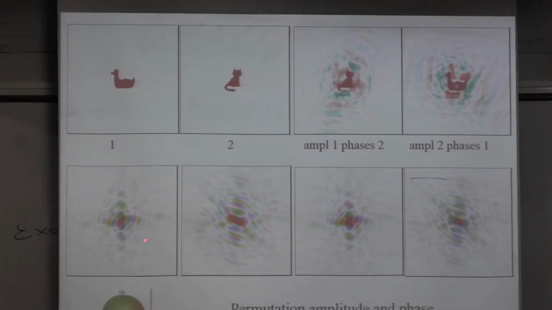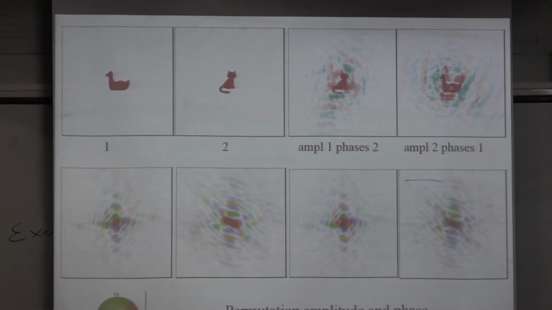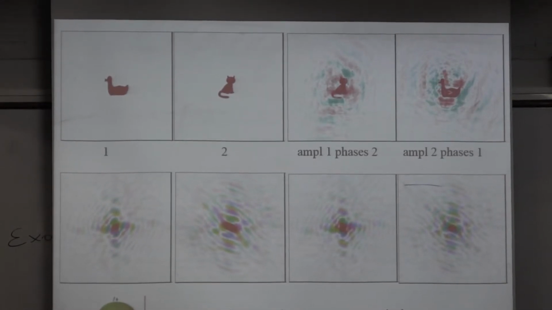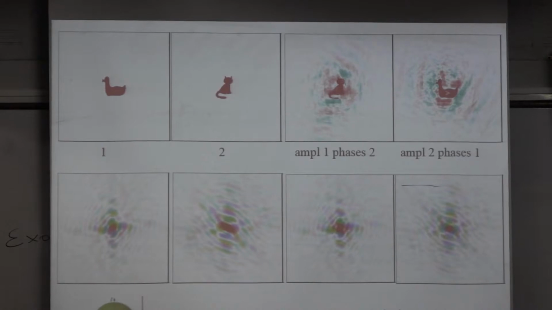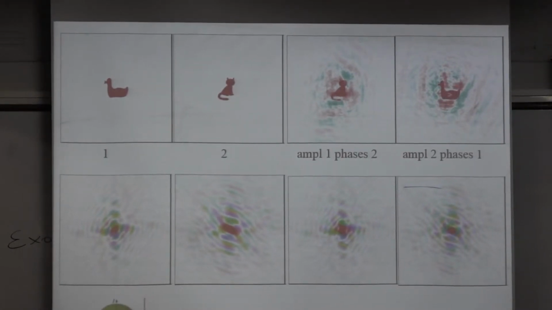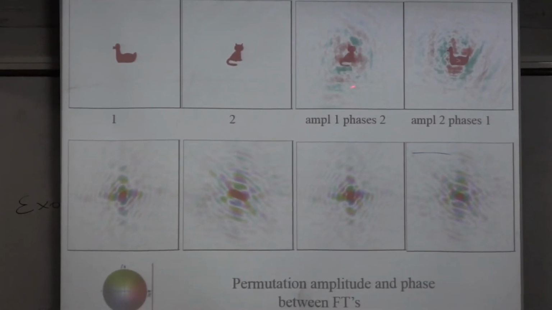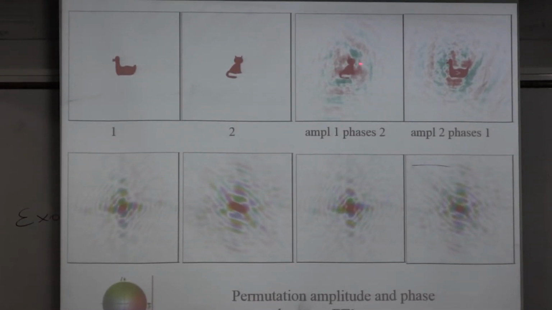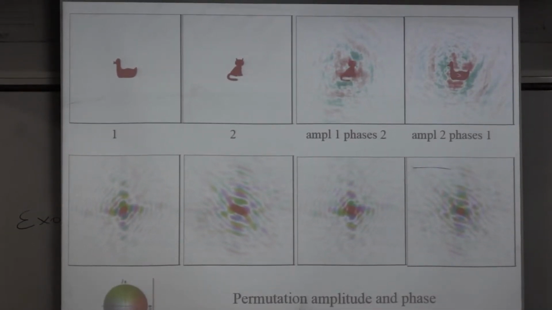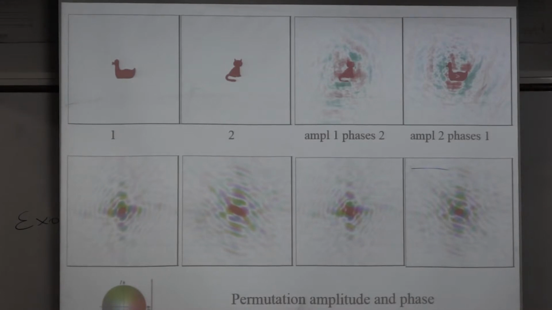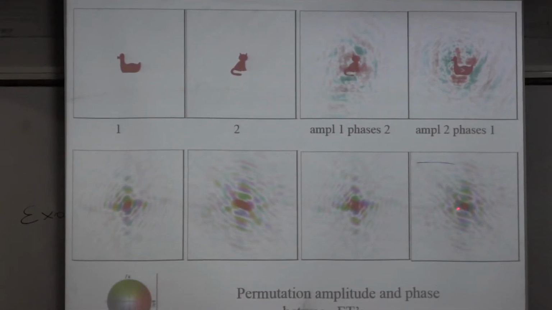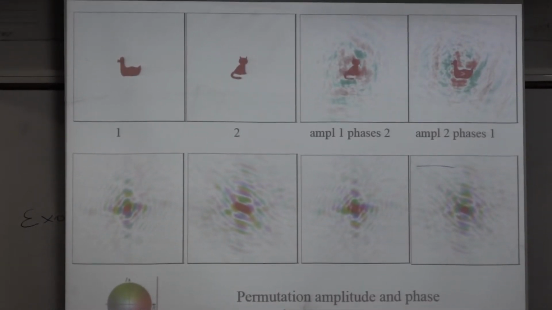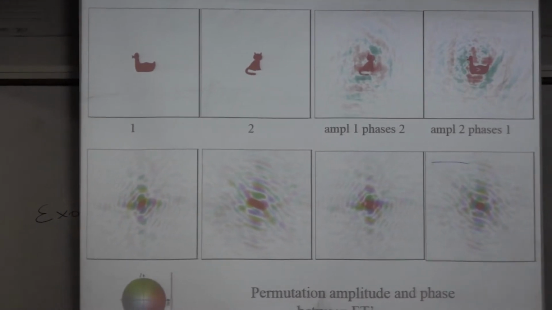Now I have the nice duck amplitudes with the cat phases. And sure, it is not a very good cat. It certainly is no duck. And the other way around, exactly the same. I take the amplitudes of the cat and I take the duck phases. And it becomes much more duck than cat.